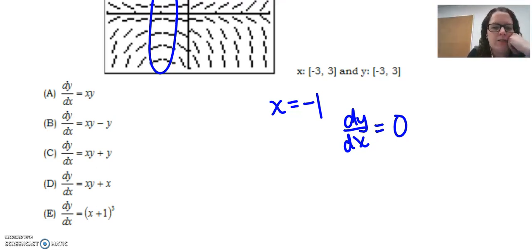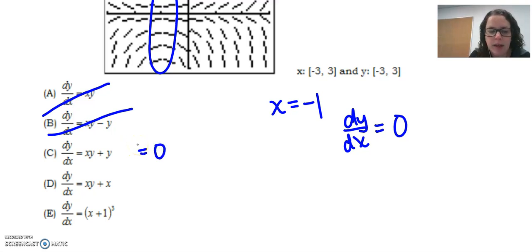Anytime that we plug in negative 1 for x, we need to have a slope of 0. Well, if I plug in negative 1 here for x, I would get 0 only when y is 0, so that's not going to be happening. This one, if I plug in negative 1 for x, I end up with negative y minus y. That's not necessarily 0. This one, if I plug in negative 1 for x, I get negative y plus y. Ooh, that's equal to 0. I'm going to keep that one in mind.